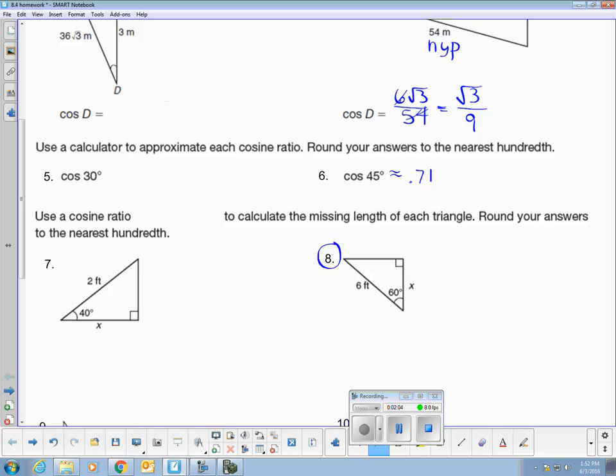To find the value of x, I'm going to write an equation using the cosine of 60 degrees. Now, the reason why I'm using cosine is because in this diagram, they tell me that I'm looking to find the adjacent, and they tell me the hypotenuse. So the side that's adjacent to angle 60 degrees is x, and the hypotenuse is 6.